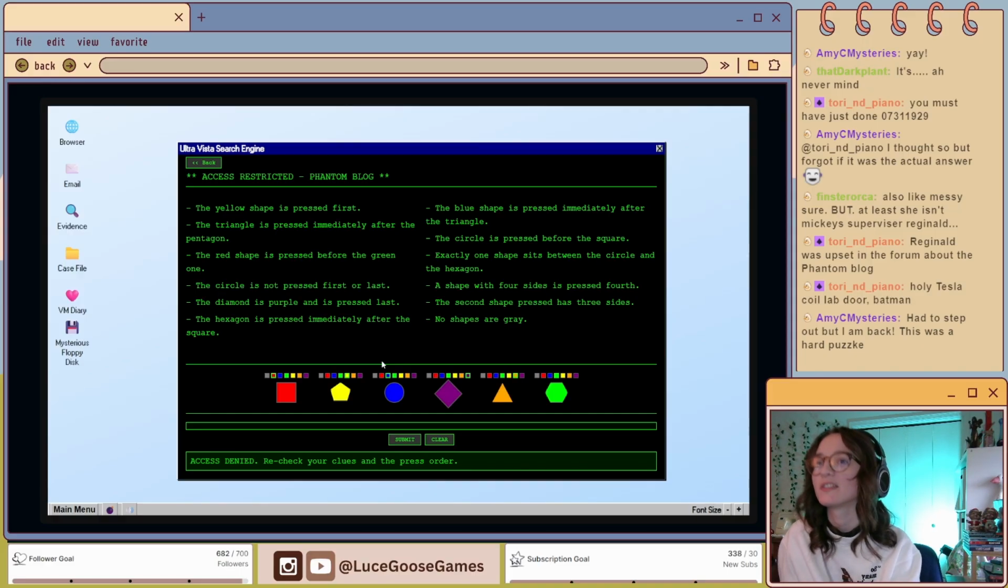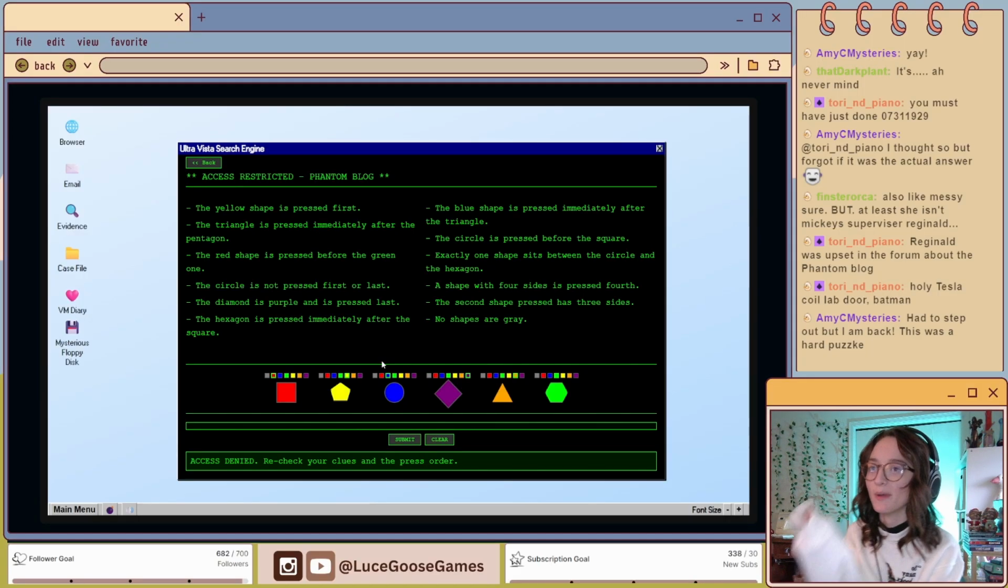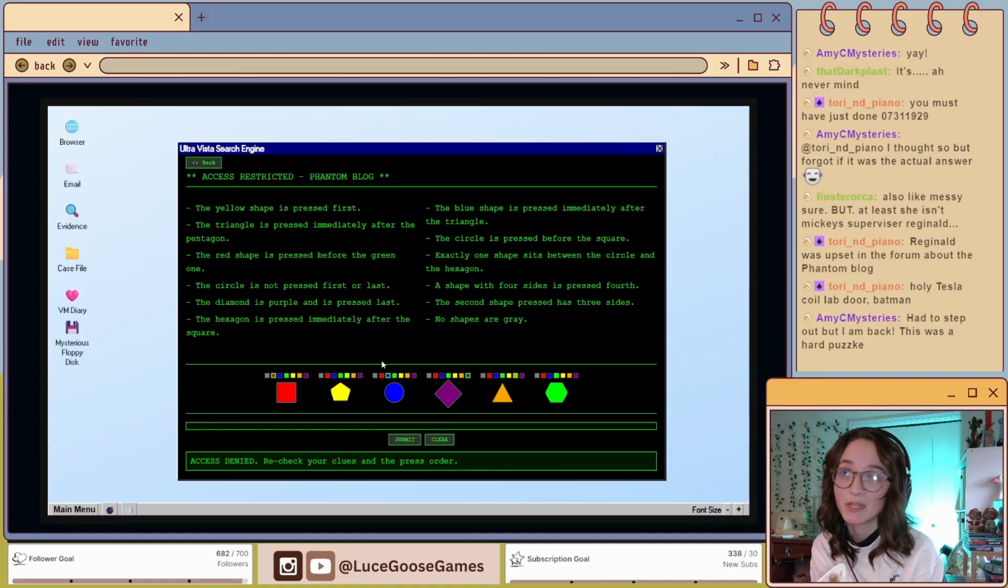Because the second shape pressed has 3 sides. That's clearly the triangle. And the triangle is pressed immediately after the pentagon. What else do we know about the triangle? The blue shape is pressed immediately after the triangle. The circle is not pressed first or last. Exactly 1 shape sits between the circle and the hexagon. The circle is pressed before the square. A shape with 4 sides is pressed fourth.